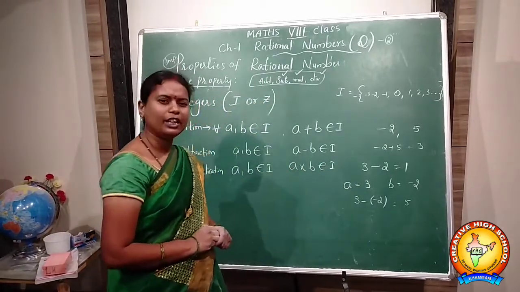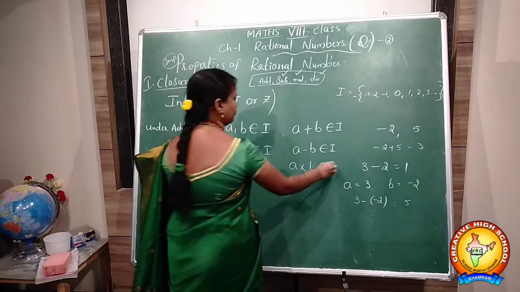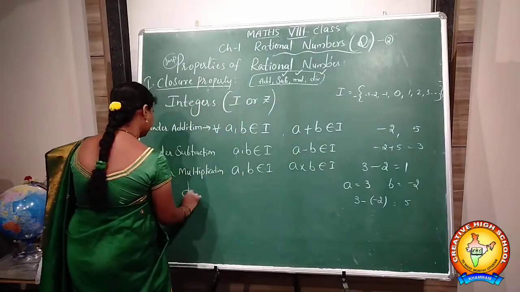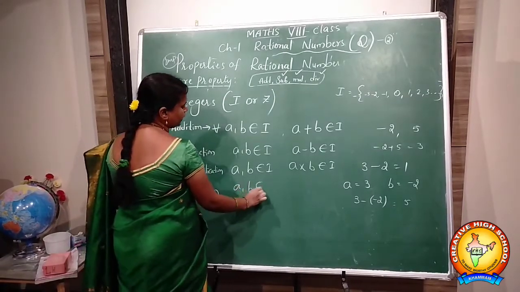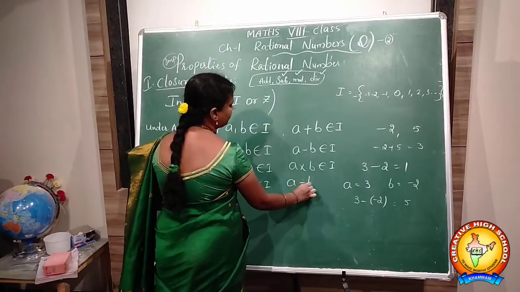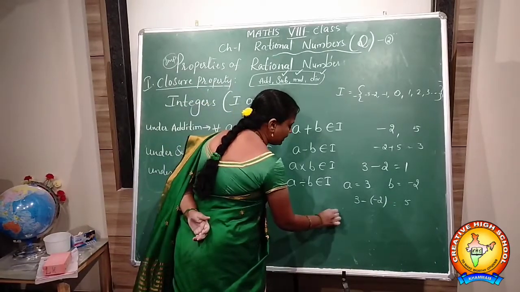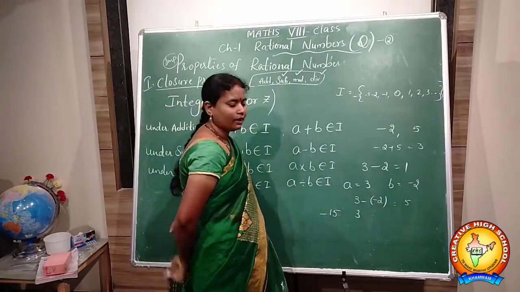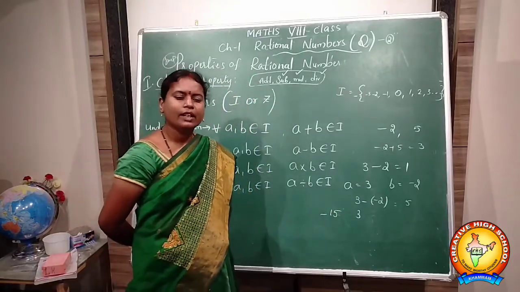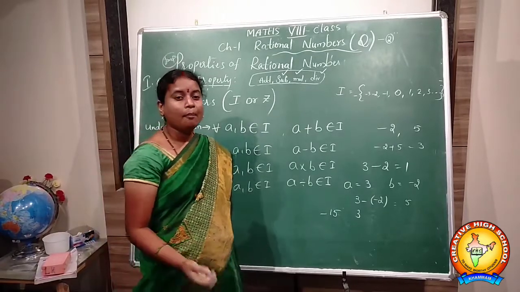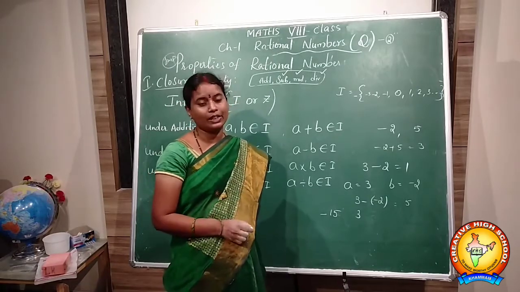Yes, if you multiply any two integers, the resulting answer is also an integer. Now under division. If A and B belong to integers, does A divided by B also belong to integers? Here I am taking one number as minus 15 and another number as 3. When we divide minus 15 by 3, we get minus 5 as the answer. Yes, minus 5 is an integer. But when we divide 3 by minus 15, it is not possible to get an integer; we get a rational number there.